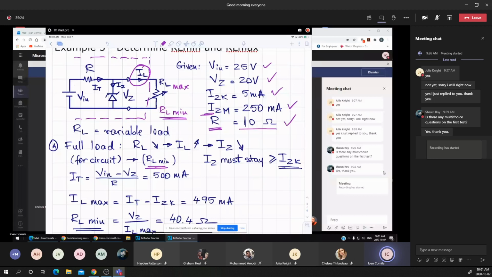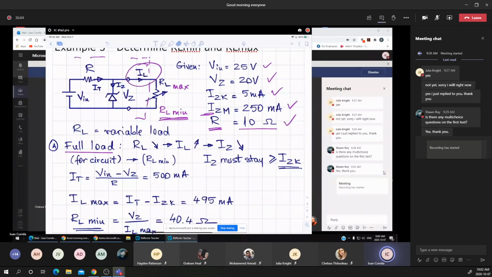Again, when we say a load for the circuit, it is in terms of the current, not in terms of resistance. Remember that the load for a circuit is in terms of the current, not in terms of resistance. We know that resistance is inversely proportional with the current. Now we are making the assumption that the circuit is at full load. Now we have to determine what is the minimum resistance that gives the maximum current.